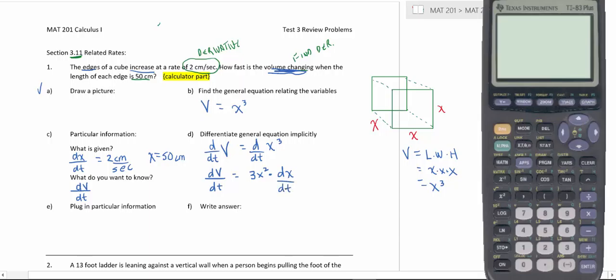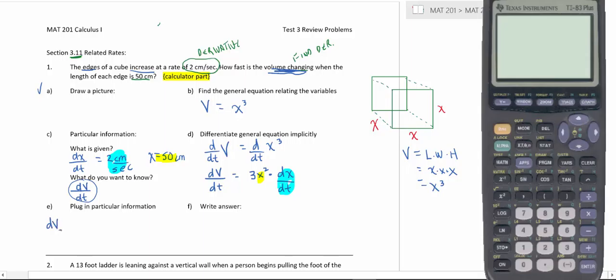So our job is to find dV over dt. We should just have to plug in the particular information. What we were given in this problem is that x was 50, and we were also given dx/dt as the rate, 2 centimeters per second. So what we should have to do now is just plug in our general information.